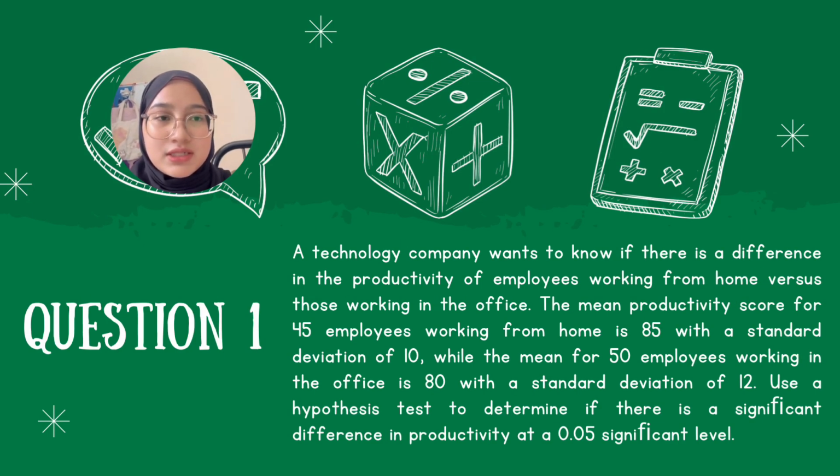For question number 1, a technology company wants to know if there are differences in productivity of employees working from home versus those who work in the office. The mean productivity score for 45 employees working from home is 85 with a standard deviation of 10, while the mean for 15 employees working in the office is 18 with a standard deviation of 12. Use a hypothesis test to determine if there is a significant difference in productivity at a 0.05 significance level.